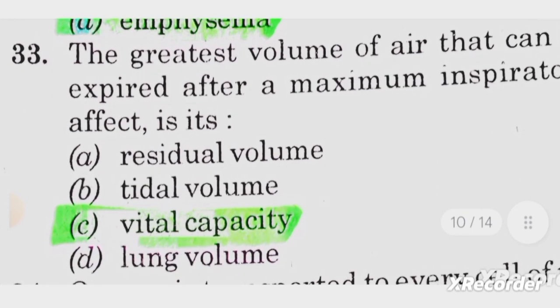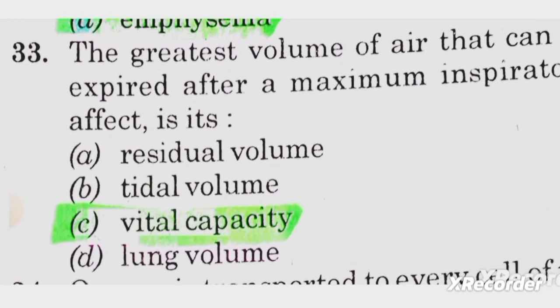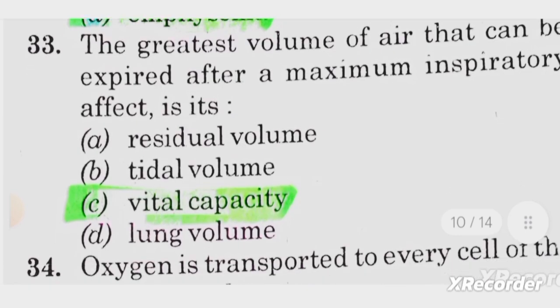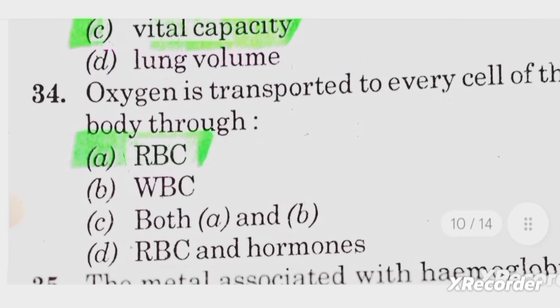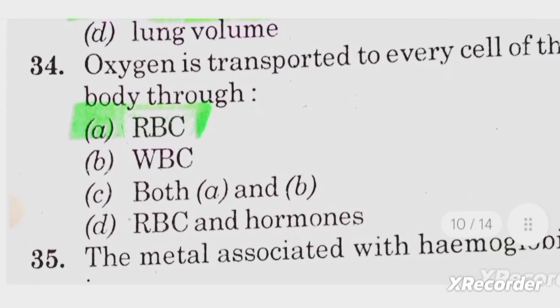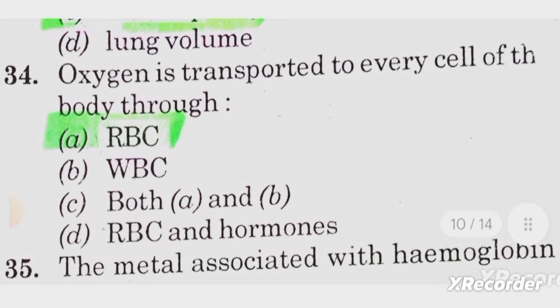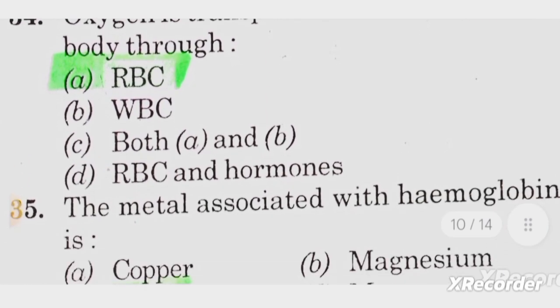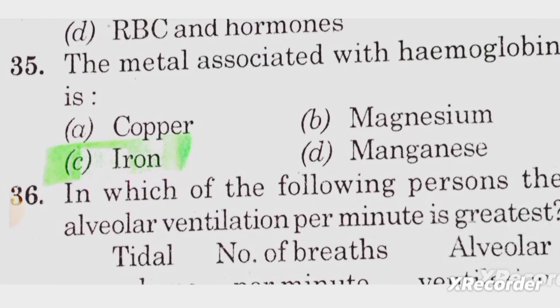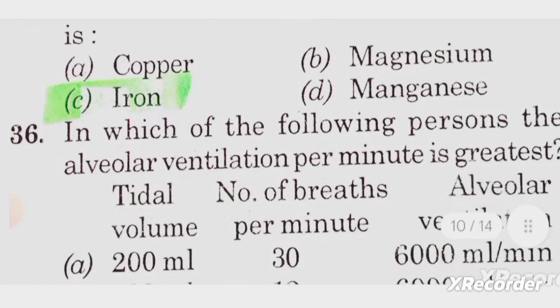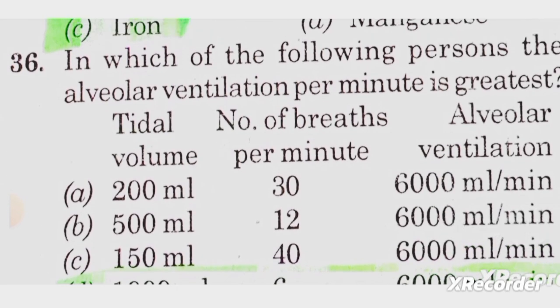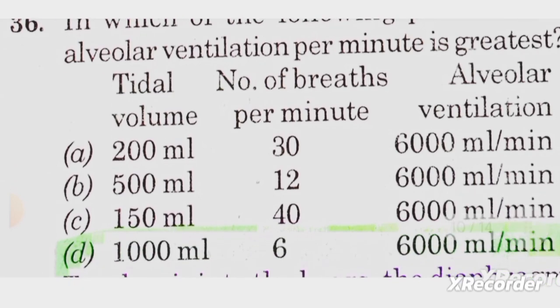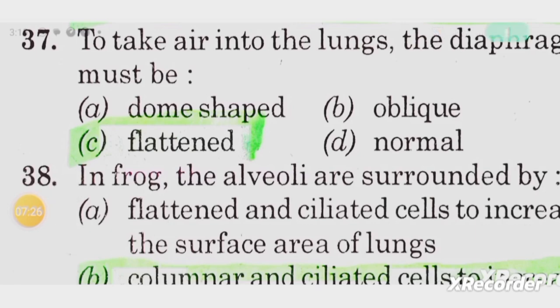Next. 33. The greatest volume of air that can be expired after a maximum inspiration is answer C, vital capacity. 34. Oxygen is transported to every cell of the body through answer A, RBC. Next. 35. The metal associated with hemoglobin is answer C, iron. Next. 36. In which of the following persons is the alveolar ventilation per minute greatest? Answer D, 1000 ml volume per minute, ventilation 6000 ml per minute.